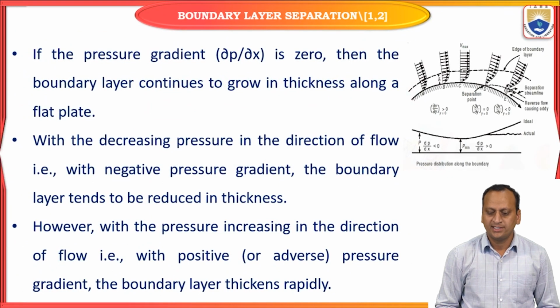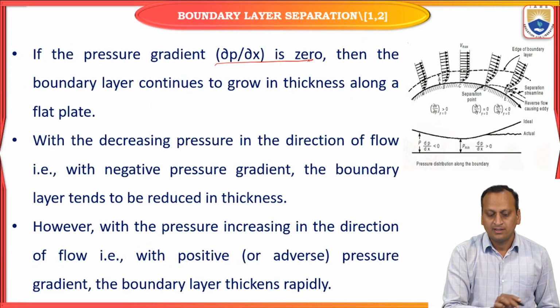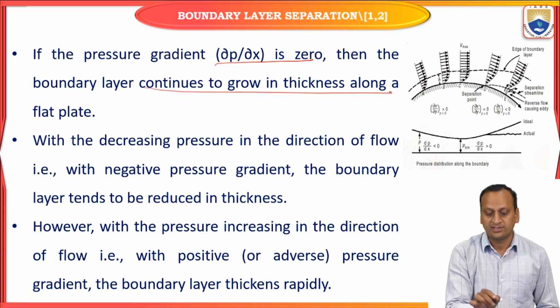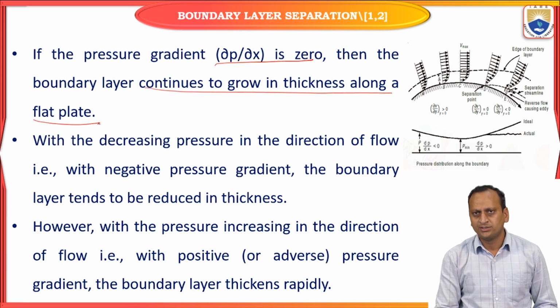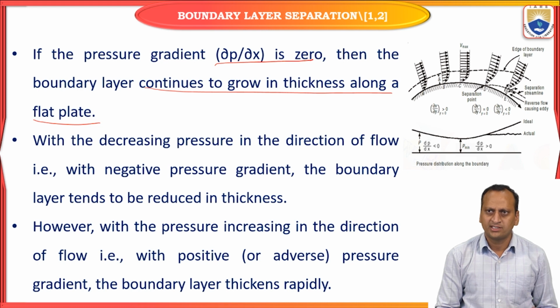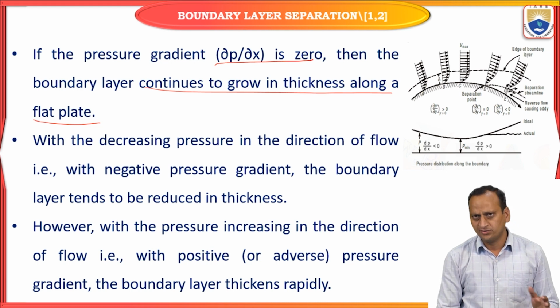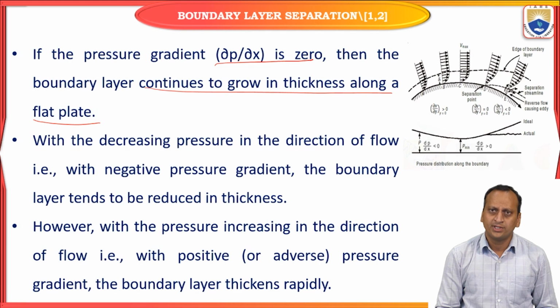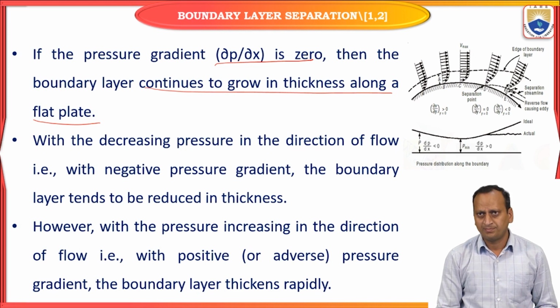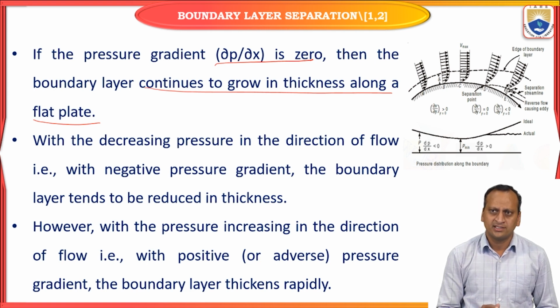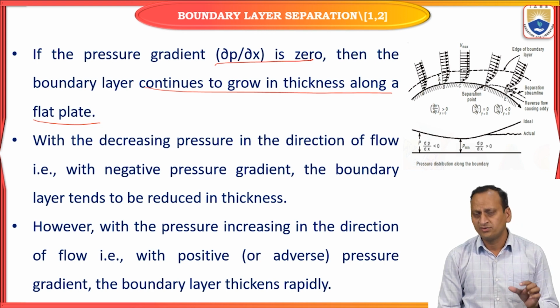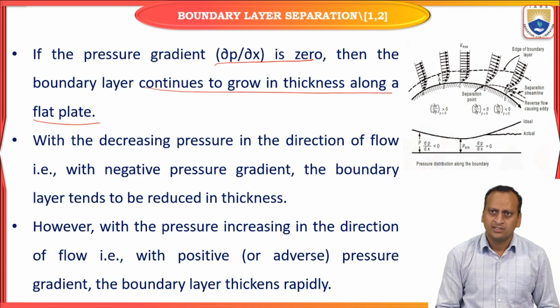If the pressure gradient ∂P/∂x is 0, then the boundary layer continues to grow in thickness along a flat plate. During acceleration, until the pressure gradient becomes 0, and in the negative pressure gradient as well, the thickness varies. But in retarded flow, there will be greater thickness; in accelerated flow, there will be less thickness. The thickness is a function of the pressure gradient, pressure and velocity.